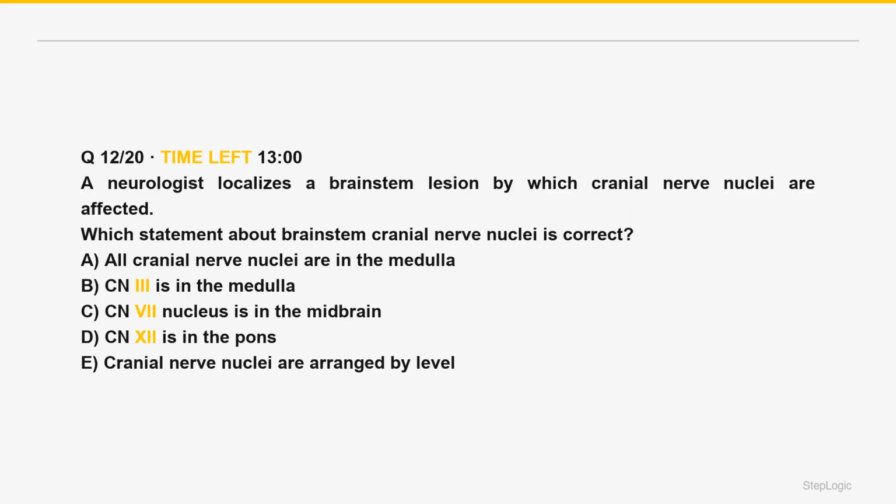Which statement about brainstem cranial nerve nuclei is correct? A neurologist localizes a brainstem lesion by which cranial nerve nuclei are affected. Read the command. Which brainstem CN nuclei statement is correct? Midbrain is 3, 4. Pons is 5, 6, 7, 8. Medulla is 9, 10, 12.